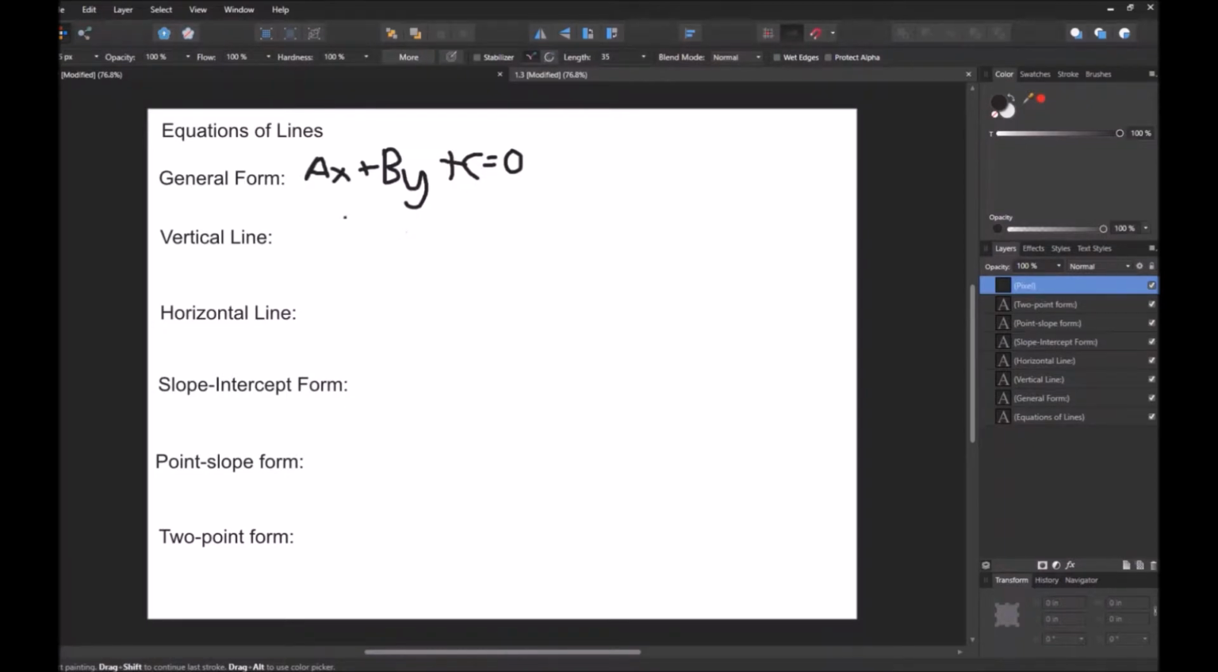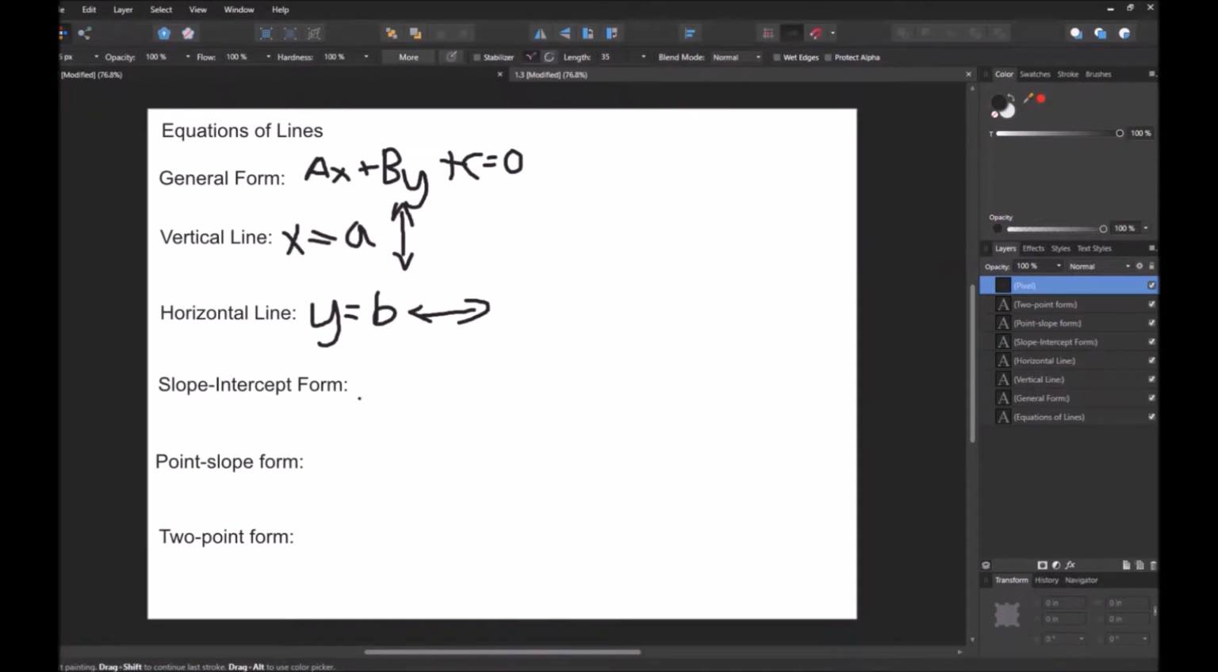If we want a vertical line, that's going to be x equals a, and a is any real number. If we want a horizontal line, that's going to be y equals b, with b being any real number. Vertical line, of course, looking like that. Horizontal, looking like that.